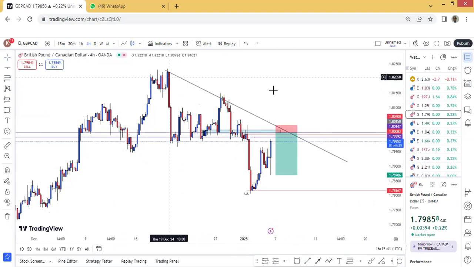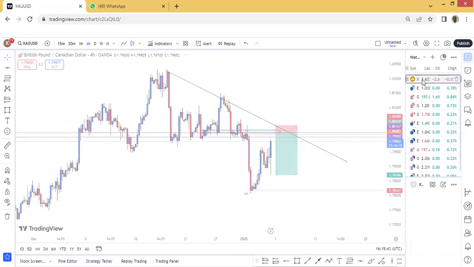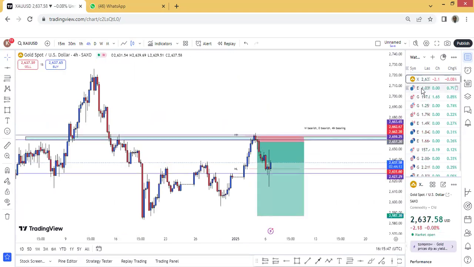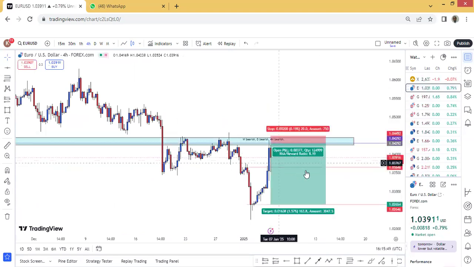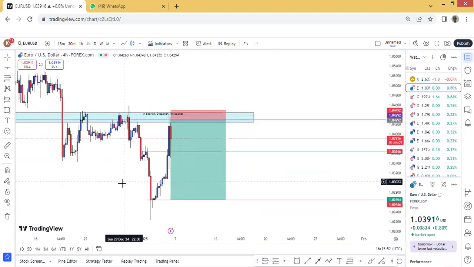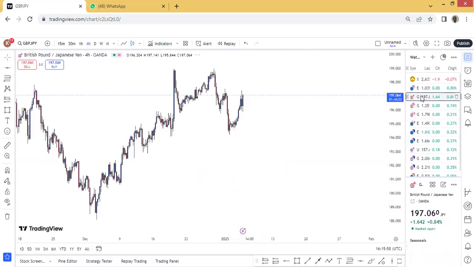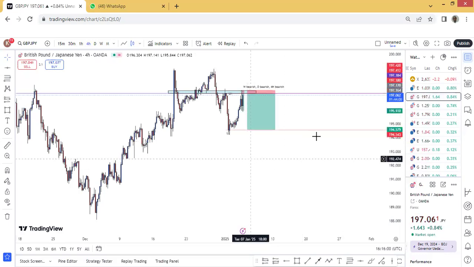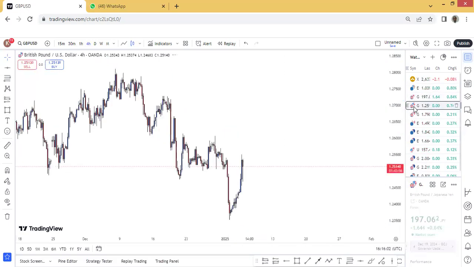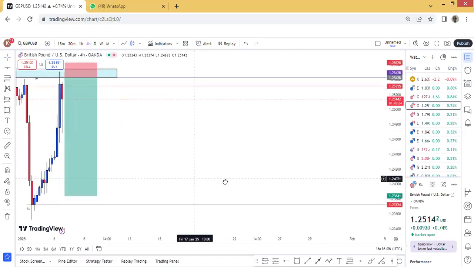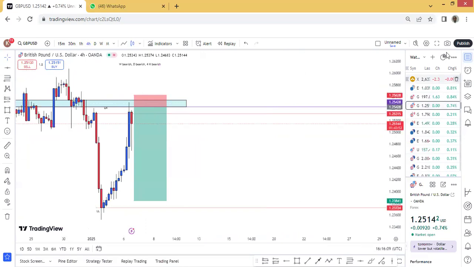You get it. This is clean, very, very clean. You see the Euro USD that I analyzed yesterday is playing out. GU is also playing out. So let's see.